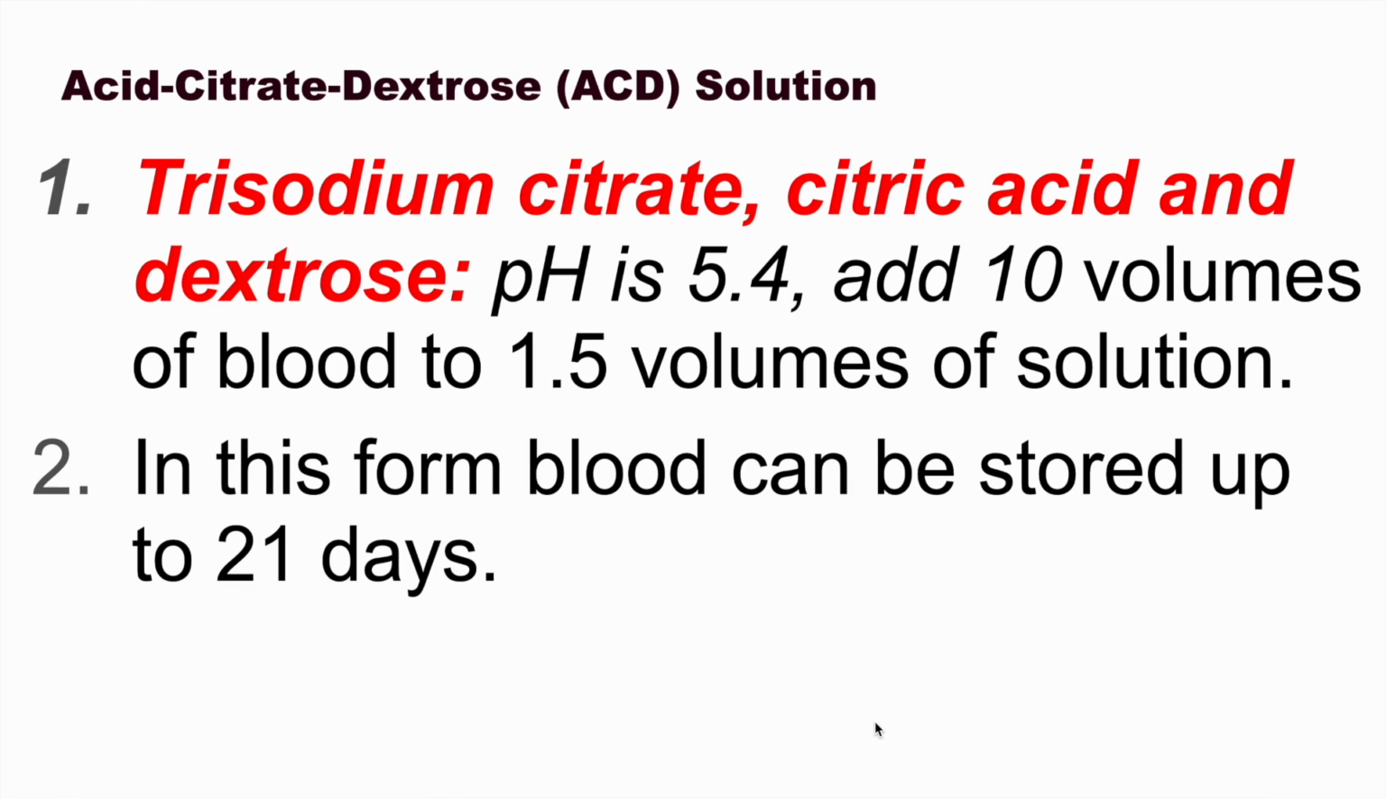Coming to blood bank, we know it is the place where blood is stored temporarily till it is used. The blood is mixed with anticoagulants like acid citrate dextrose solution, made of trisodium citrate, citric acid and dextrose with the pH of 5.4, and 10 volumes of the blood to 1.5 volumes of the solution. In this way, it can be stored for 21 days only.